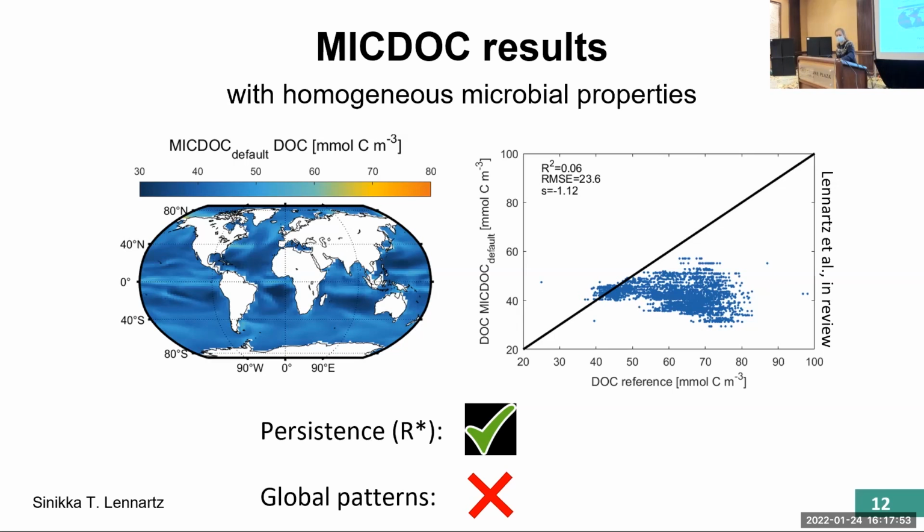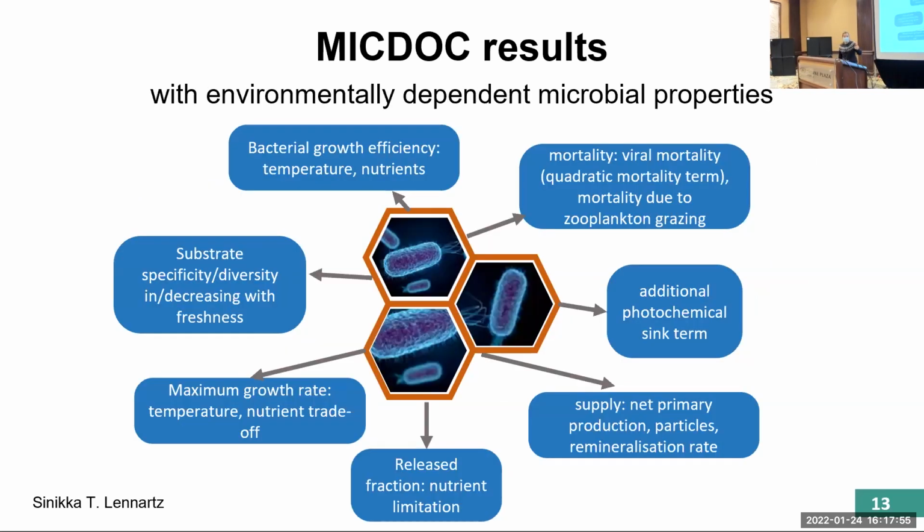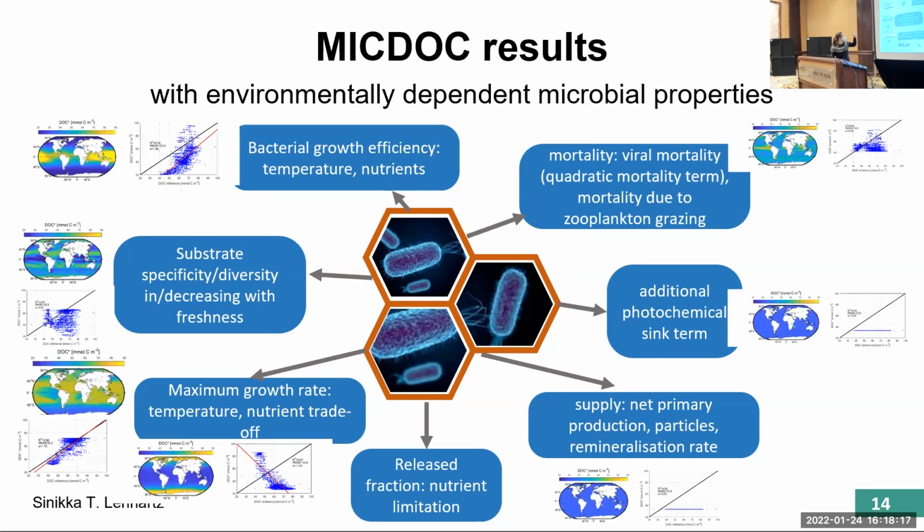So the next step that we did was go through all of the model parameters and look for evidence in the literature or any environmental control on these parameters. So for example, temperature effect on the maximum growth rate, or nutrient trade-off, or effects on the bacterial growth efficiency and so on. You don't need to necessarily look at the details here, but just to let you know that each of these environmental controls has a specific imprint on the DOC concentration.